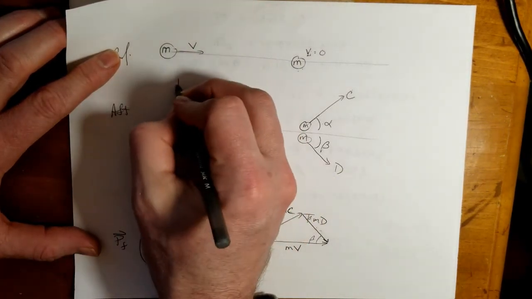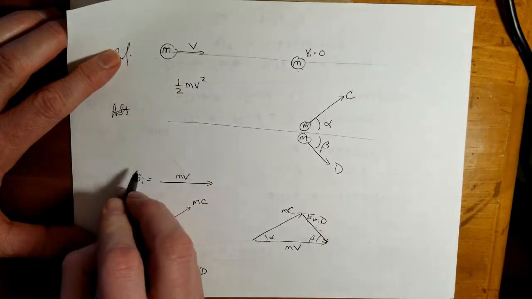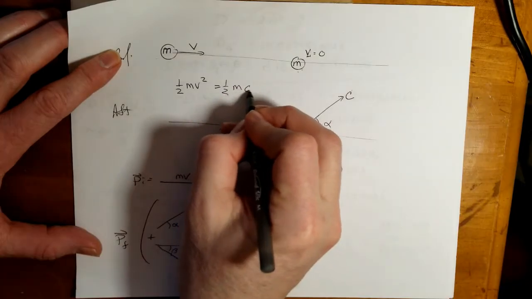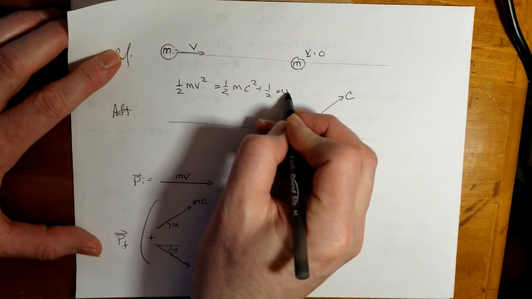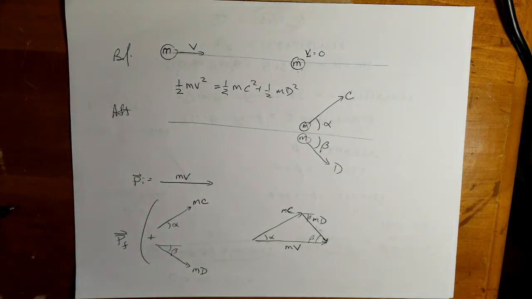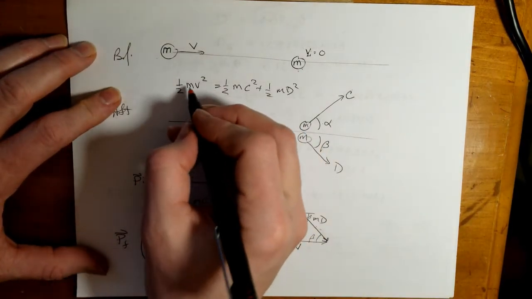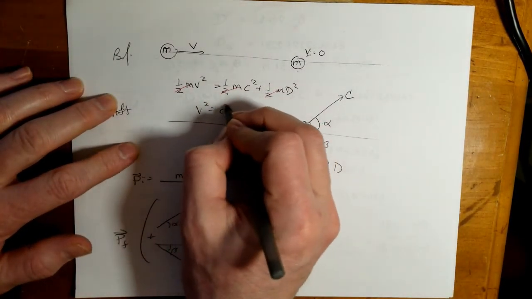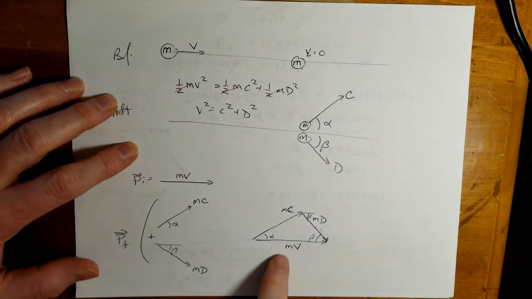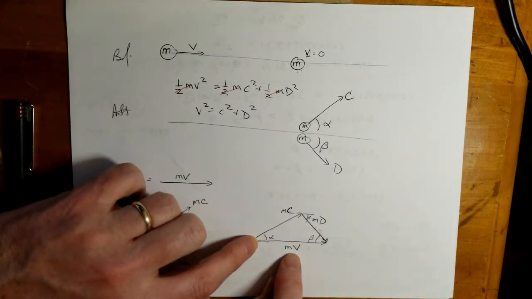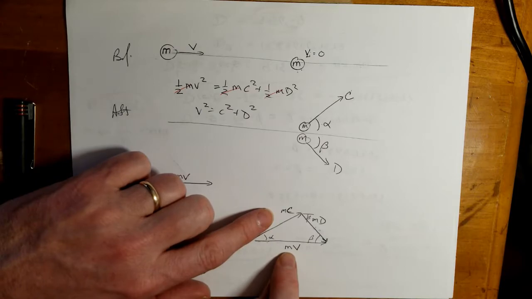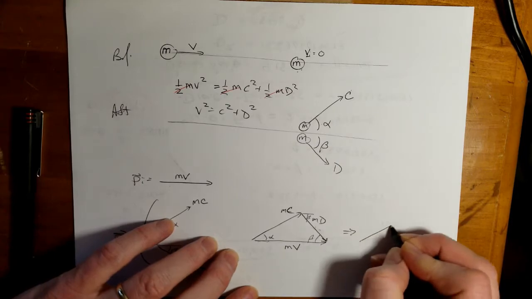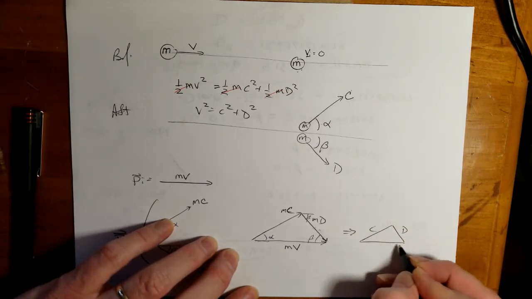And so I have 1/2 mv squared, that's my total initial kinetic energy, is equal to 1/2 mc squared plus 1/2 md squared. If I multiply everything by 2 over m, those go away. And what I'm left with is v squared is equal to c squared plus d squared. Well, over here, if I take each of these lengths of vector and divide by m, in other words, I just change it by whatever the mass is, I get a similar triangle of c, d, and v.